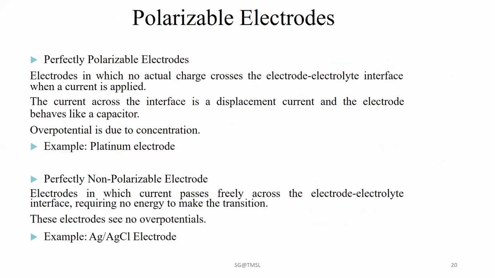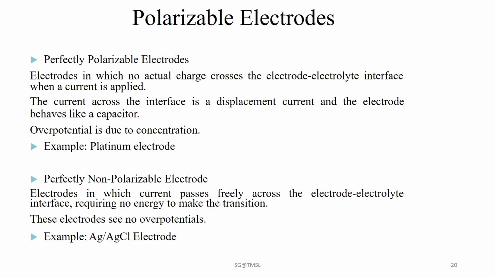So there are two types of polarizable electrodes. One is the perfectly polarizable electrode, and the second is the perfectly non-polarizable electrode. Perfectly polarizable electrodes are those in which no actual charge crosses the electrode electrolyte interface when current is applied. The current across this interface is a displacement current, and the electrode behaves like a capacitor. For example, the platinum electrode.